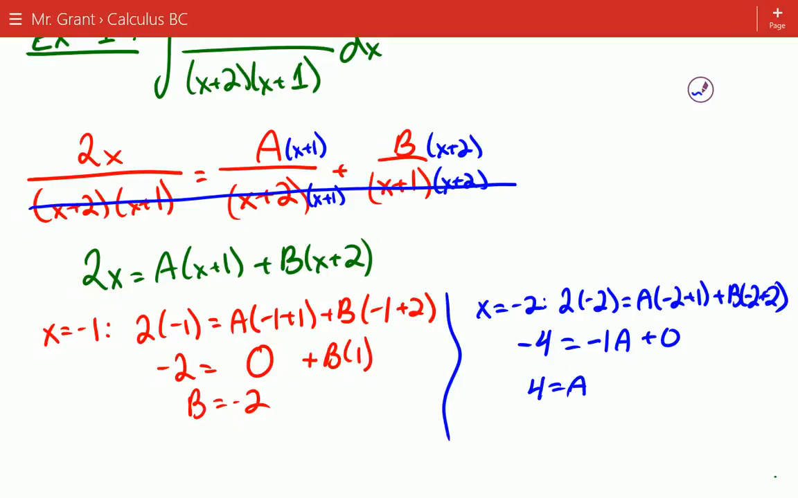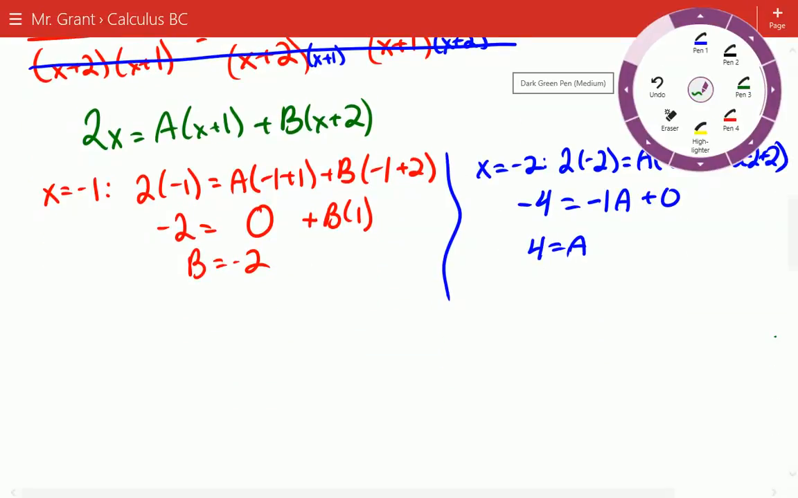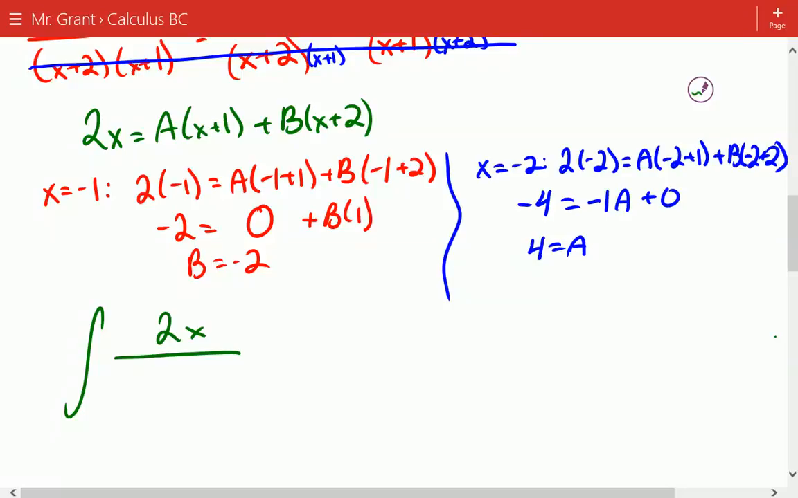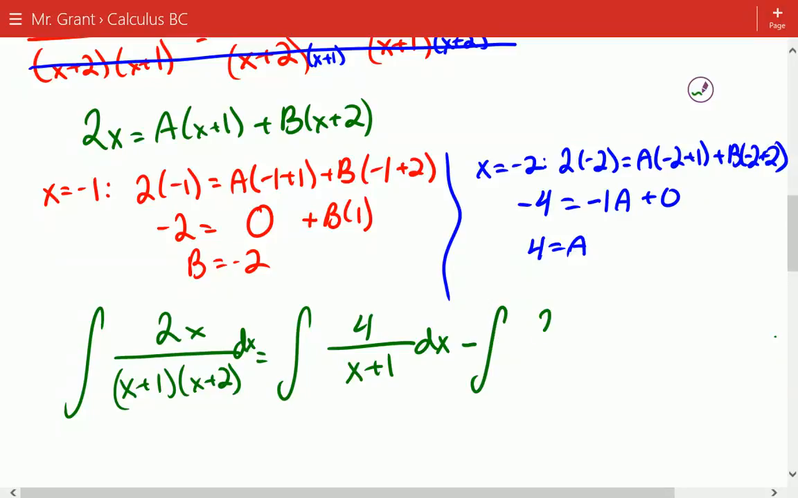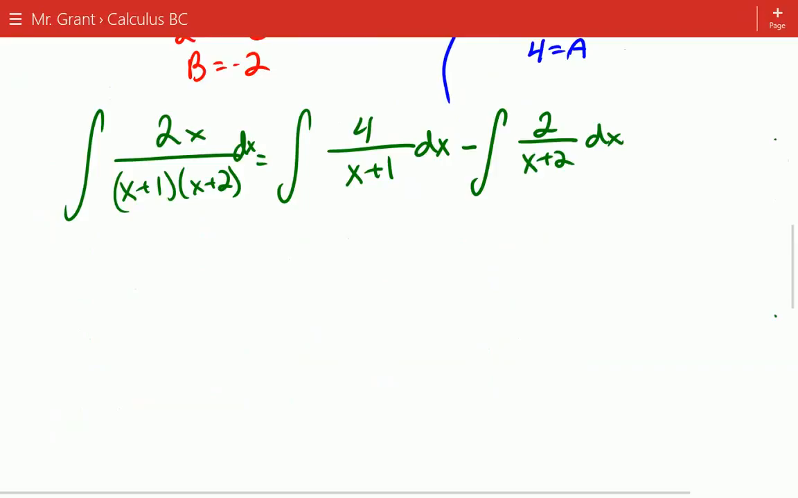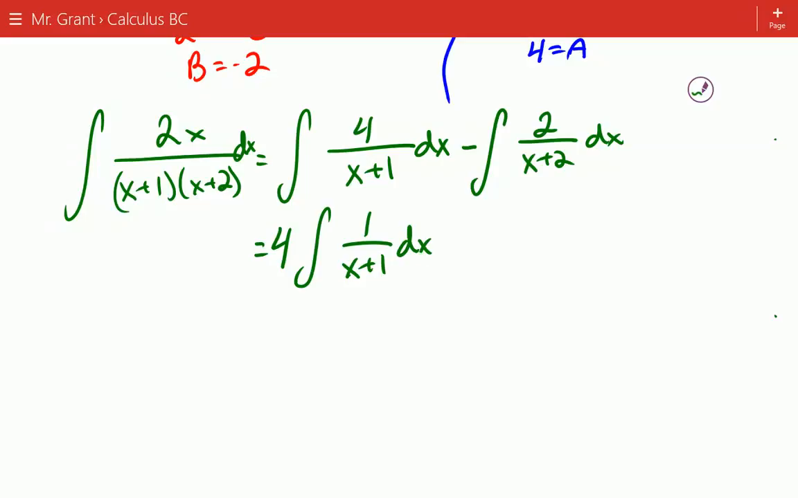Okay. So let's go back to our original problem. We find that the integral of 2x over the denominator x plus 1 times x plus 2 can actually be rewritten as the integral of, let's see, a was 4, so 4 over x plus 1 dx. And then notice b is a negative number, so we might as well just say minus the integral of 2 over x plus 2 dx. Working a little bit further, we can factor out the 4. So 4 times the integral of 1 over x plus 1 dx minus 2 times the integral of 1 over x plus 2 dx.